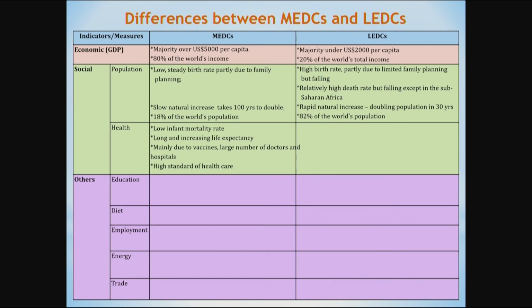Next, we look at social, we look at health this time. For MEDCs, we see that there is a low infant mortality rate, long and increasing life expectancy, mainly due to vaccines, a large number of doctors and hospitals. So that is why there's the long and increasing life expectancy, and high standards of healthcare.